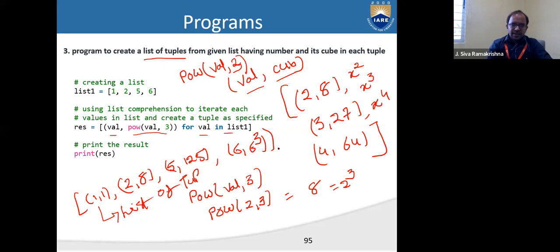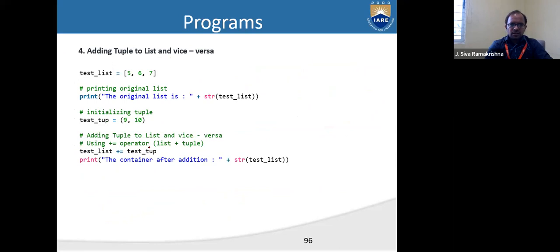So this is a new list. Here, the list consists of tuples. Each tuple represents the value and its cubic value. So this is the value and this is the cube of the value. Similarly, this is the value 2 and this is its cube, power 3. So this is our practice. And now let us move on to the fourth program.